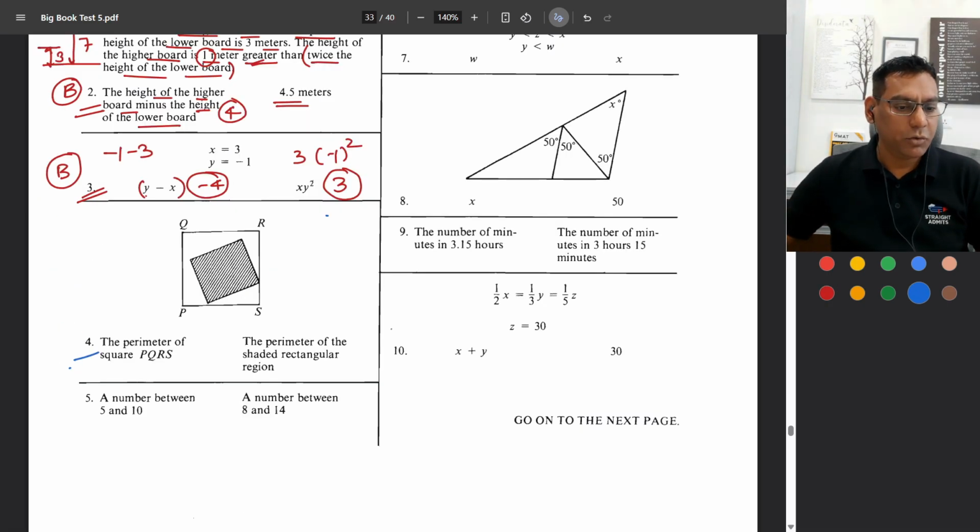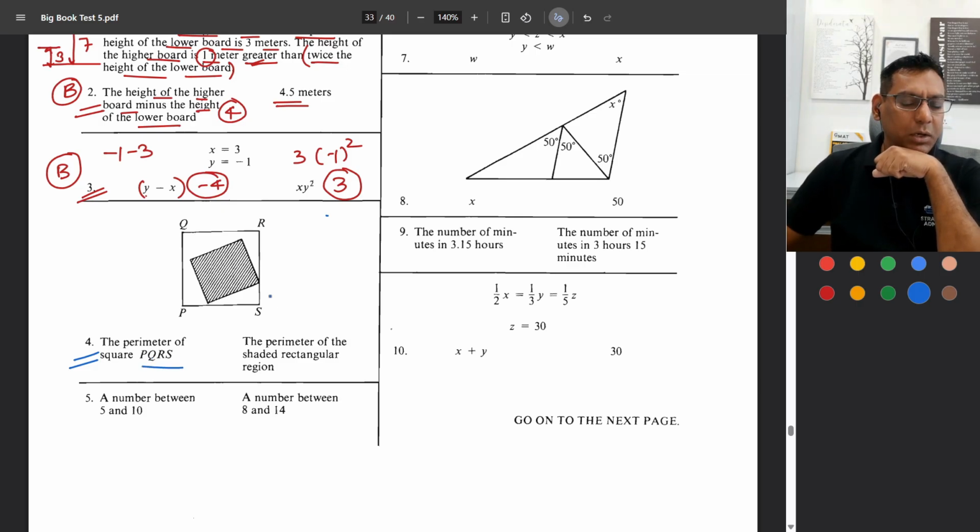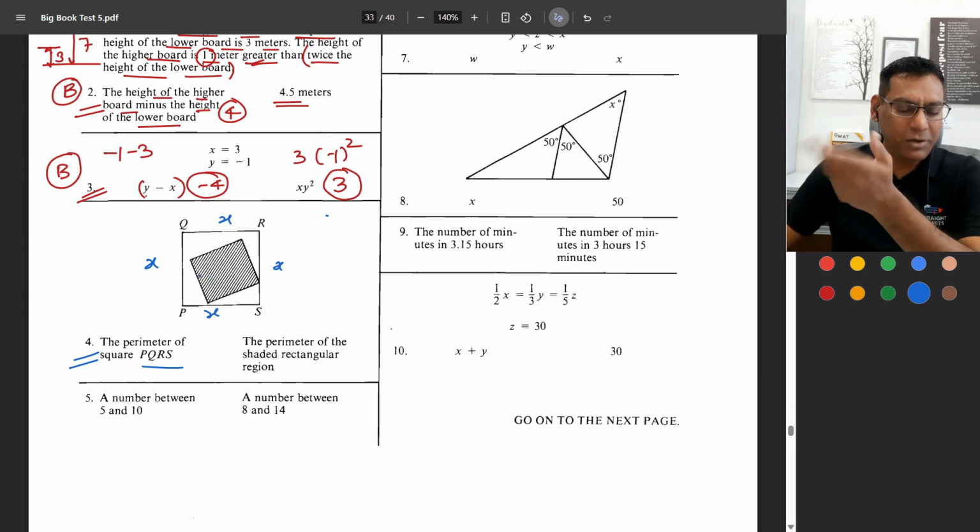Okay, let's look at question 4. The perimeter of square PQRS. That's a square, so let's say each side is x, x, x, x. And the perimeter of the shaded rectangular region. This is a rectangular region, not a square, or may not be a square. Let's say the sides are a and b.